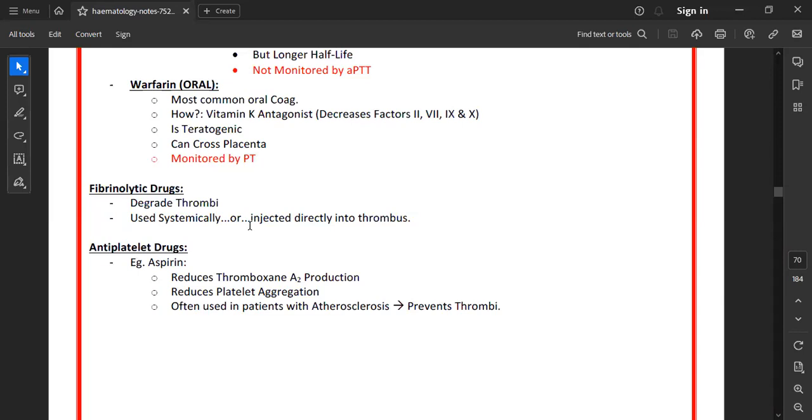And then antiplatelets, we have our aspirin. We know we've given this a lot, like to patients who have, especially as you approach older age, it's important to be taking aspirin every once in a while. It reduces thromboxane A2 production, that reduces platelet aggregation.